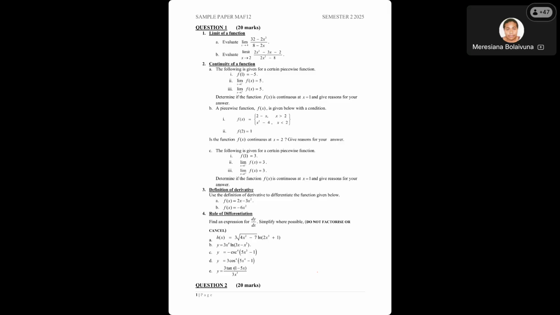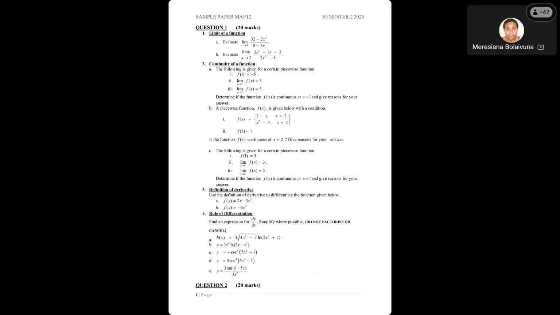The next one is on continuity. For continuity of a function, it is important that you satisfy 3 conditions. Okay, so in order for you to identify whether a function is continuous or not, it must satisfy 3 conditions. Number 1, it must be defined.